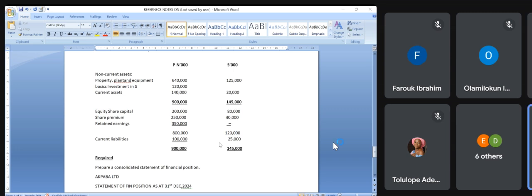I said you will eliminate the investment. When you are consolidating, the investment in the subsidiary in any way must not appear. As long as there is an investment in that subsidiary, it must not appear in any of your financial statements. You eliminate it, you ignore it. But where you will use it is when you are determining the goodwill, which we are going to still consider. Thank you. Any other question?